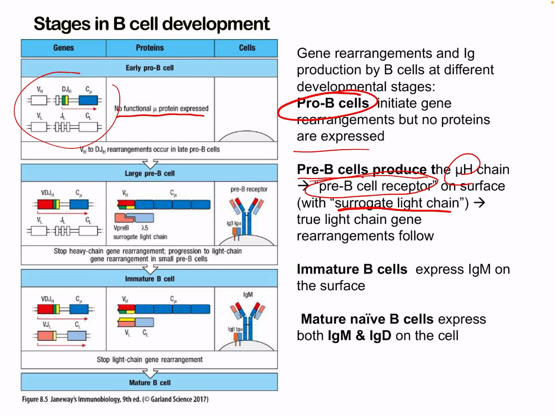This is the true light chain gene, so the actual true light gene rearrangement follows. So this is not the fully rearranged gene that's being expressed. So here is our pre-B receptor. And as we mentioned before, all B cell receptors have an Ig beta and Ig alpha co-receptor. These immature B cells express IgM on their surface, and mature naive B cells express both IgM and IgD, as we said.